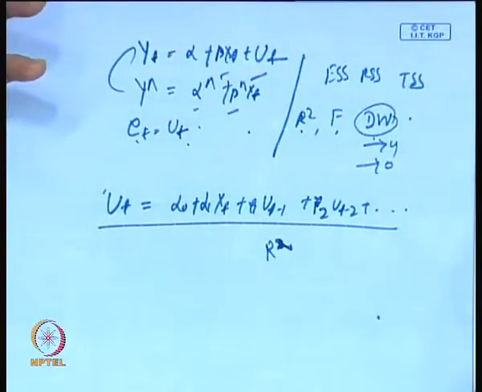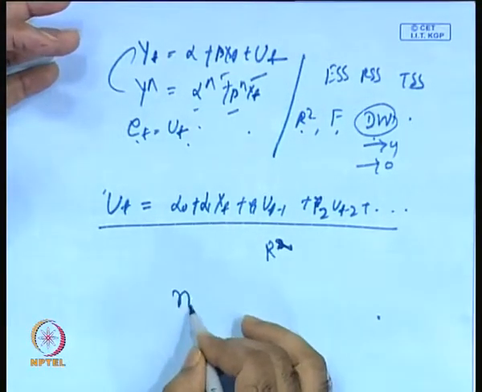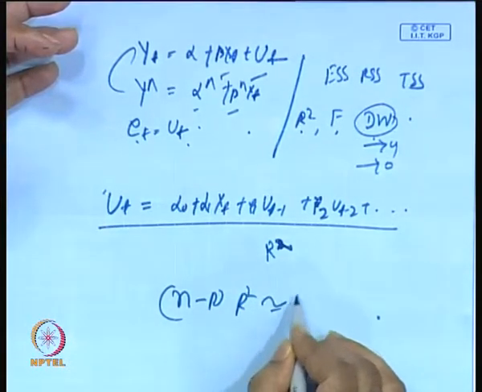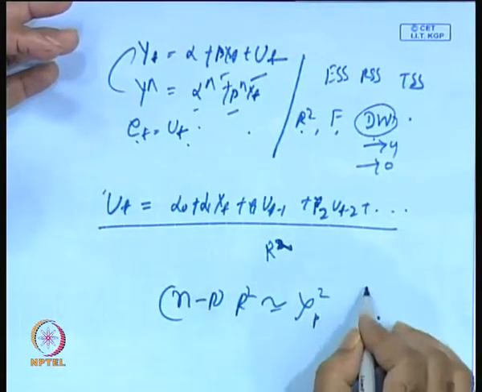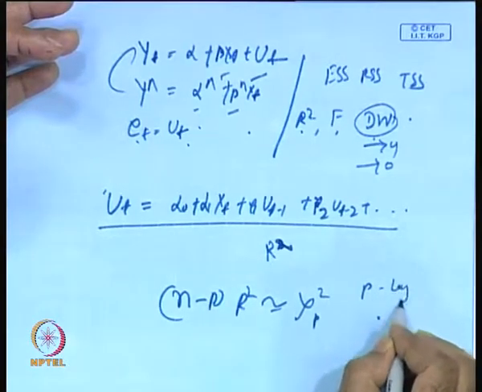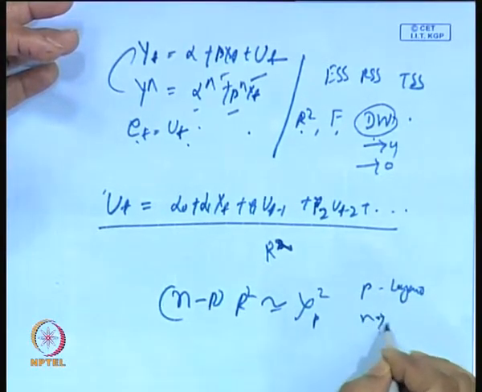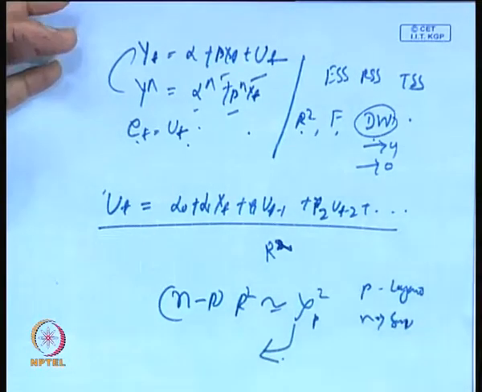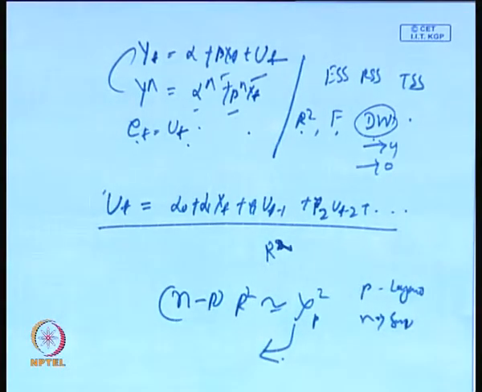On the basis of lag length, we fit a regression equation and get the R square value. Then accordingly you find a statistic, n minus p into R square, which follows a chi-square distribution, where p is the lag order and n is the sample size. If this chi-square statistic is statistically significant, then there is autocorrelation and it is a serious problem. If it is not significant, then there may be autocorrelation, but it is not a serious problem.